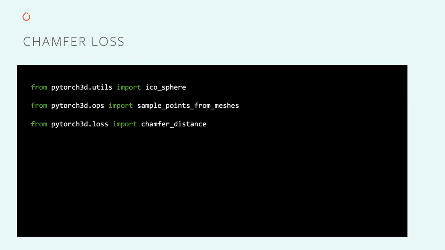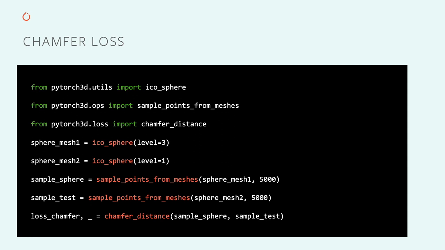Here is a quick example. We first import the chamfer distance function along with 2 helper functions, one to create a sphere mesh and another function to differentiably sample a point cloud from the surface of the mesh. We then initialize 2 spheres of different topologies and sample 5,000 points from the surface of each of these meshes. Finally, we use these points to calculate the chamfer loss.